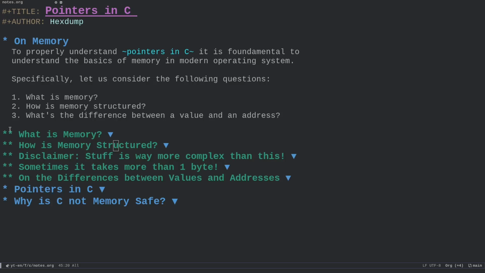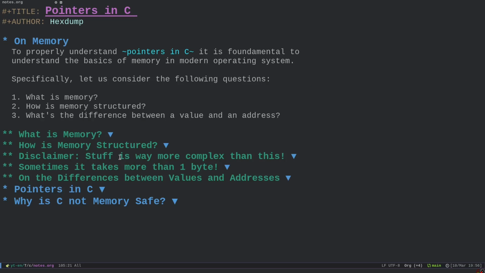Okay, so now the image we should have is that memory is a table made up of addresses and of values. That's what I want you to know at this point. Now I'm going to make a disclaimer, and I'm actually going to say that the stuff is actually way more complex than this.